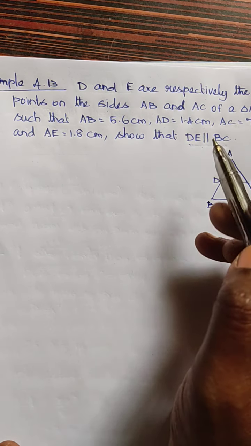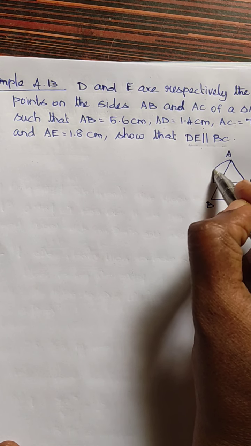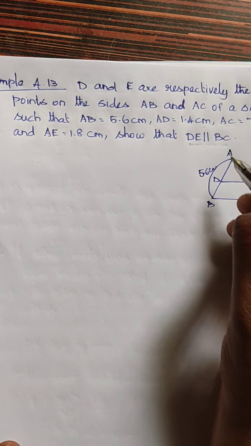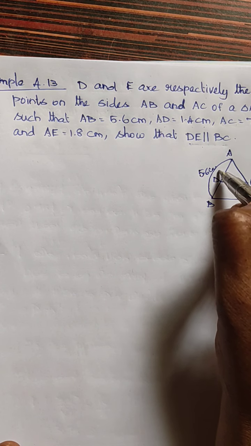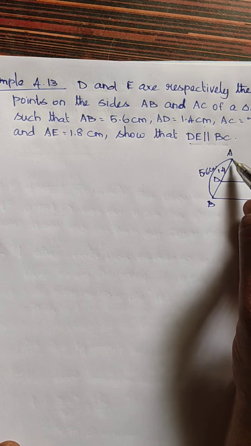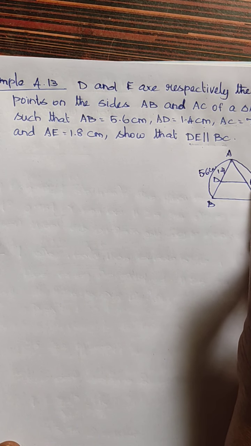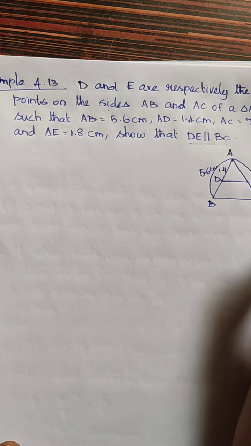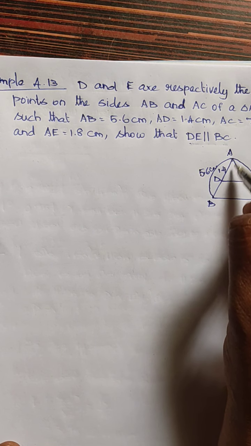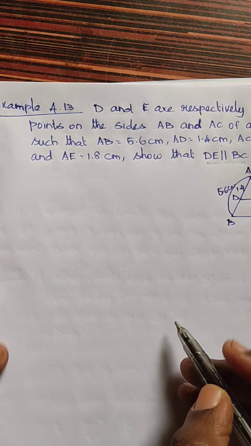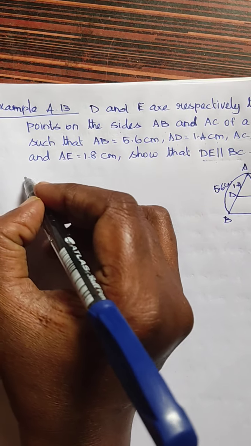So here AB equal to 5.6 cm. So this is AB 5.6 cm, AD 1.4 cm, then AC 7.2 cm and AE 1.8 cm. So, let us see the solution.